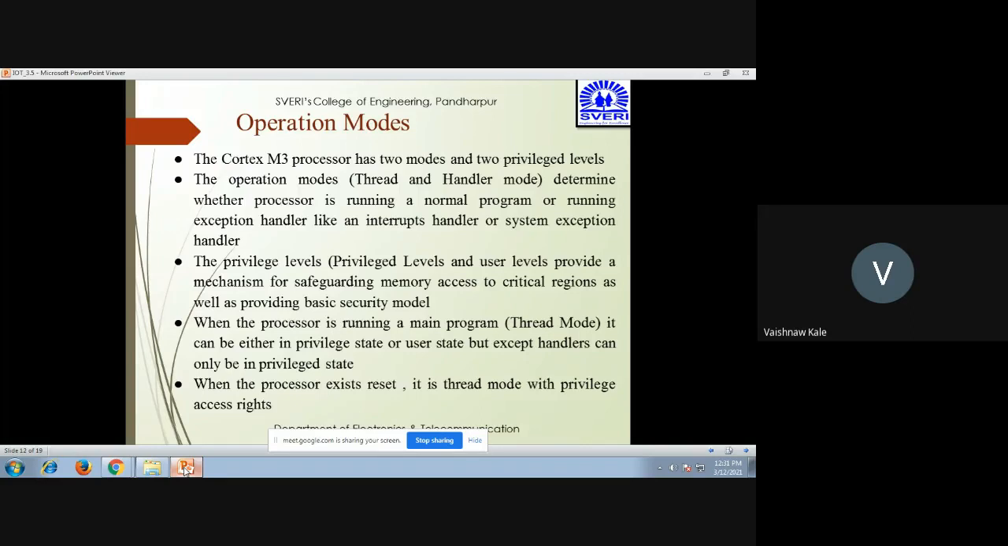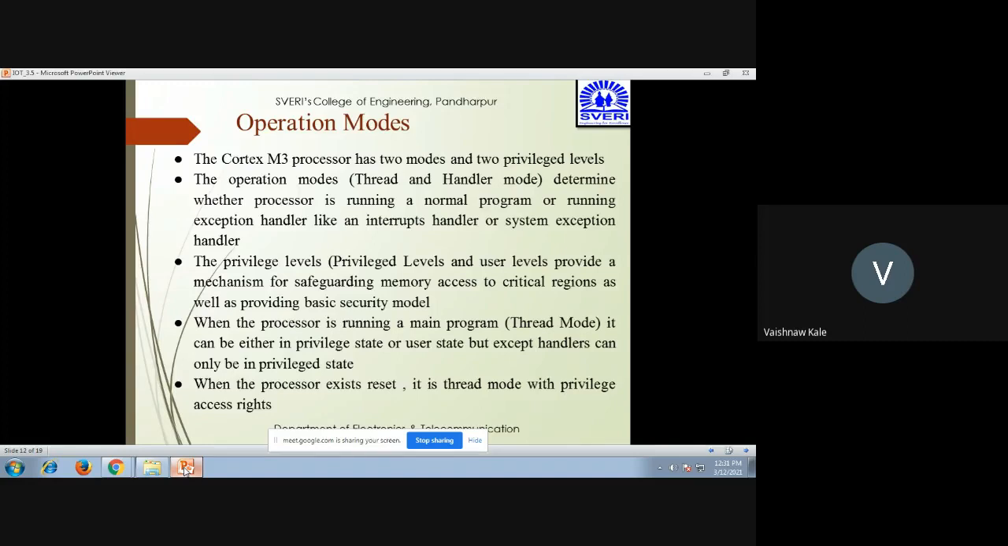The operating modes determine whether the processor is running a normal program or running an exception handler, like an interrupt handler or system exception handler. So thread means your normal program is running, and handler mode means it is handling the interrupt handler, exception handler, or system exception handler. So these are the 2 modes.